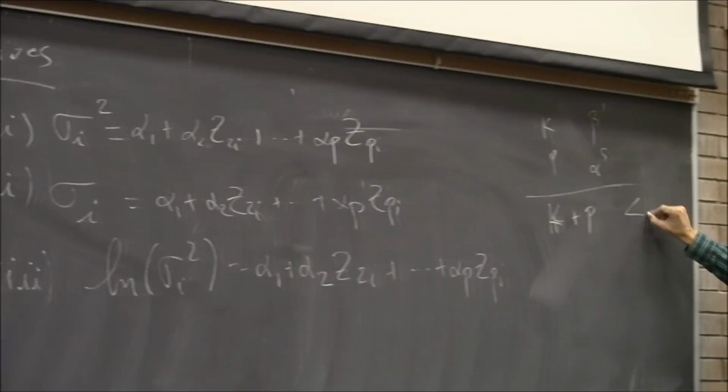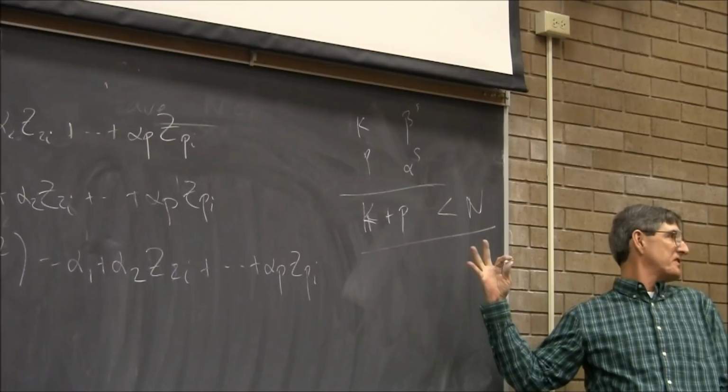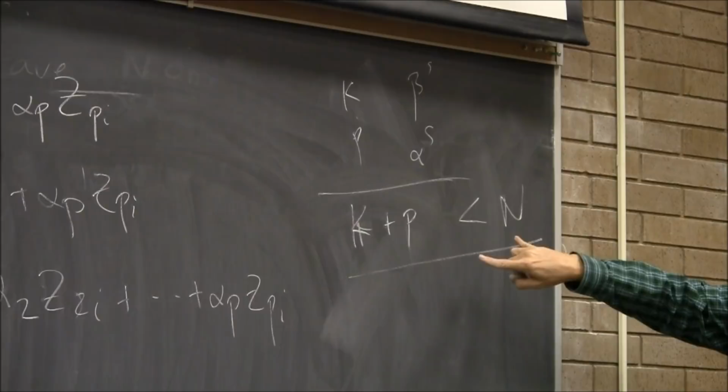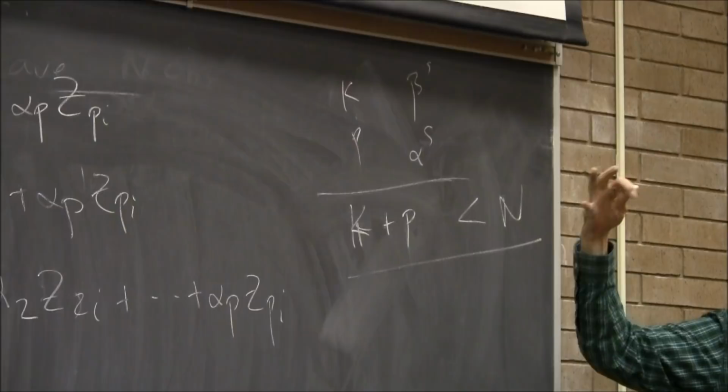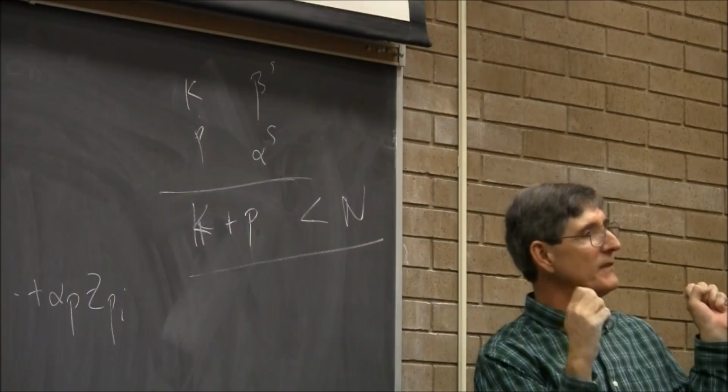This has to be less than n still. We hope, by some margin, that we have lots of degrees of freedom. We need enough degrees of freedom. But that has to be true. When this was n, it couldn't possibly be true. So we've taken the problem of estimating n things and reduced it to a problem of estimating p things, which now makes it feasible. We just estimate these alphas along with the betas.